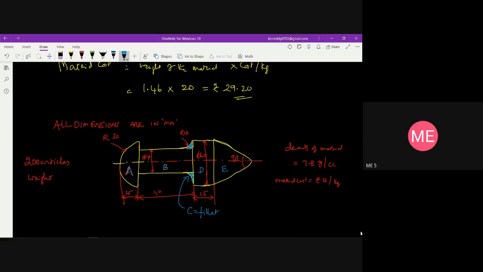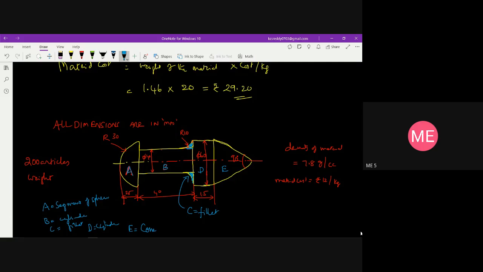So A is a segment of sphere, and B is a cylinder. C is the fillet. We know how to calculate the fillet volume, and D is a cylinder once again. E is a cone. So there are five components.